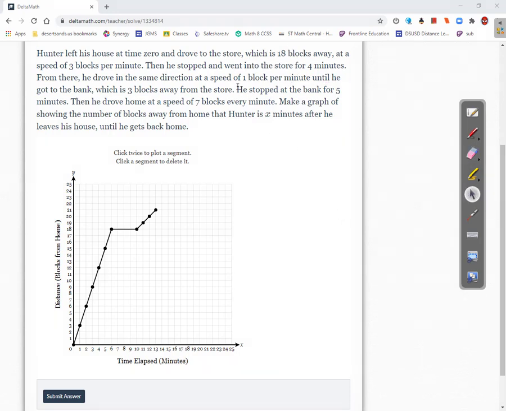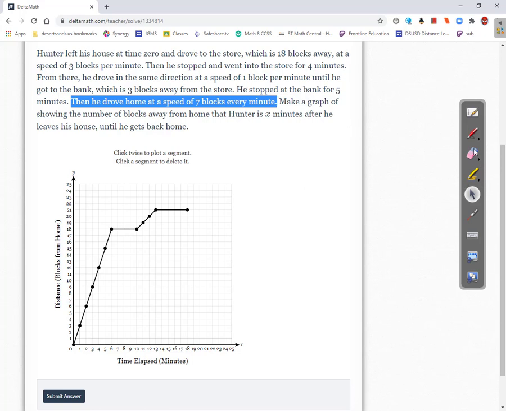Okay. After that, it says he stopped at the bank for 5 minutes. And this is kind of like when he stopped at the store for 4 minutes. The only difference is that he's further from home, or 21 blocks from home, and he's stopping for a total of 5 minutes. So horizontal line, 1, 2, 3, 4, 5, done. Then he drove home at a speed of 7 blocks per minute.